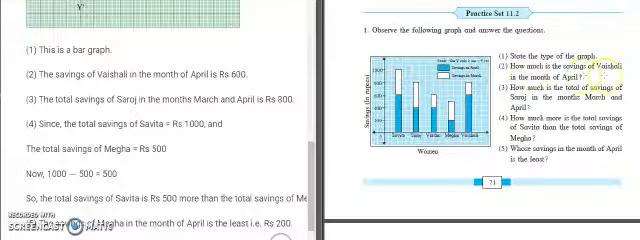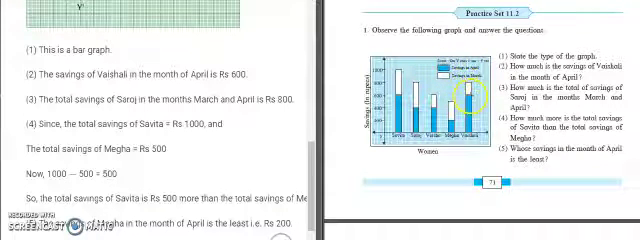How much is the savings of Vaishali in the month of April? In the month of April we have to see for Vaishali. This is Vaishali's bar graph. Then what is saving? We have to see saving. Here it is written saving in rupees. So this y-axis shows savings in the month of April. So we have to see Vaishali's savings in the month of April. It is shown in blue color. Savings in April, blue color.